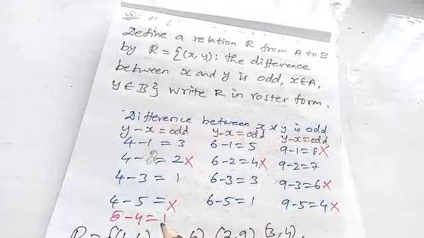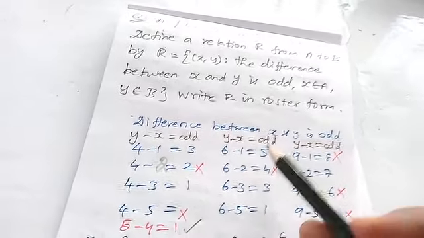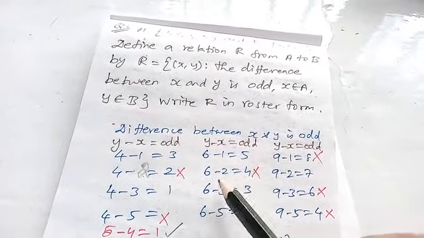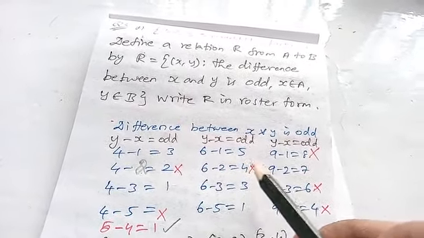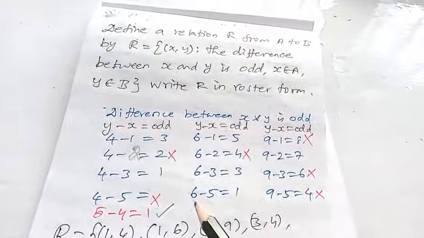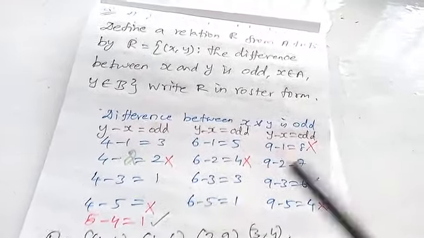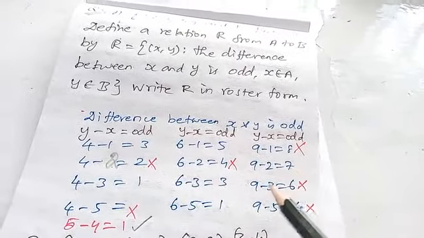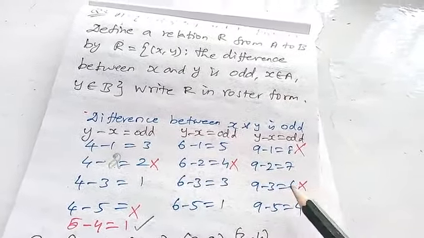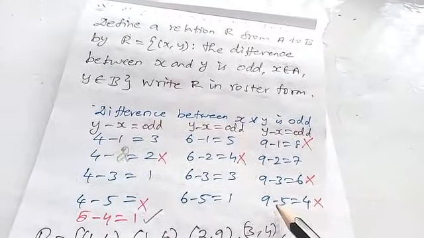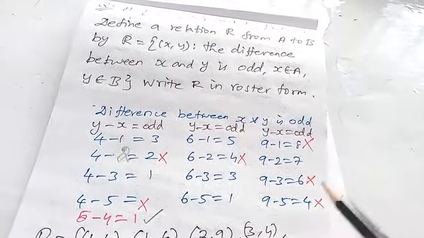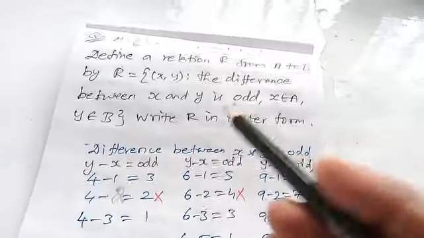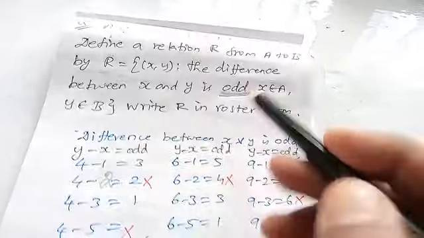So 5 minus 1, 1. So this is also right. The same way, 6 minus 1, 5. 6 minus 2, 4, even, we cannot take. 6 minus 3, 3, okay, you can take. 6 minus 5, 1. 9 minus 1, 8, so it is even, we cannot take. 9 minus 2, 7, okay. 9 minus 3, 6, this is even, we cannot take. 9 minus 5, 4, it is even, we cannot take. So all evens are omitted because we need to take the difference only odd.